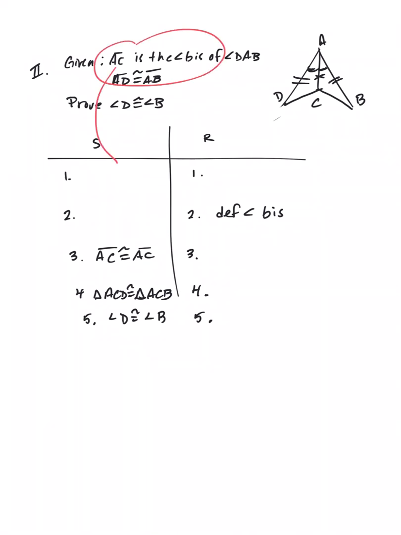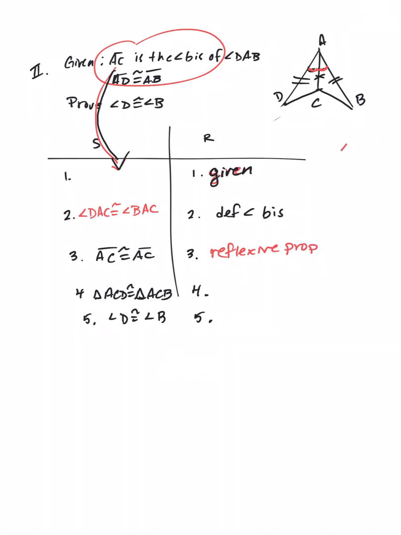Number 1, this was the statement, and it was given. Oh, that was filled in. Okay. All right, so line 2. Definition of an angle bisector. We would have angle DAC is congruent to angle BAC, which I've marked in the picture right here. Do it again in red. Then we have reflexive property. The triangles are congruent.